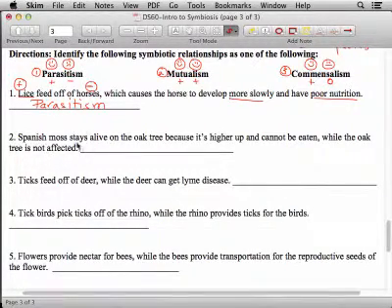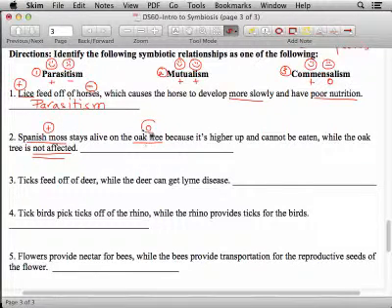Number 2, Spanish moss. So this is one organism. Stays alive on the oak tree, so that's our second organism, because it's higher up and cannot be eaten. So the Spanish moss is actually getting a benefit, so predators can't reach it, so that's a plus. While the oak tree is not affected. So the oak tree is not being harmed, but it's also not being helped. So the oak tree is just going to be a 0.